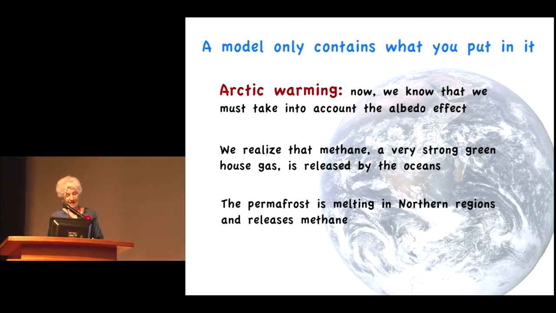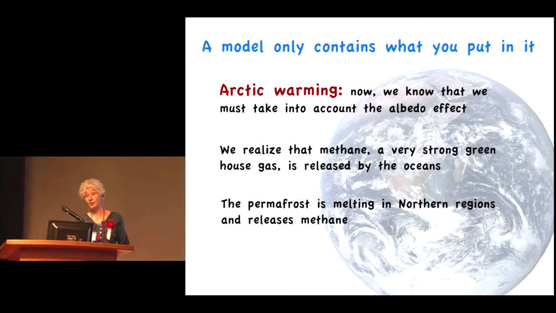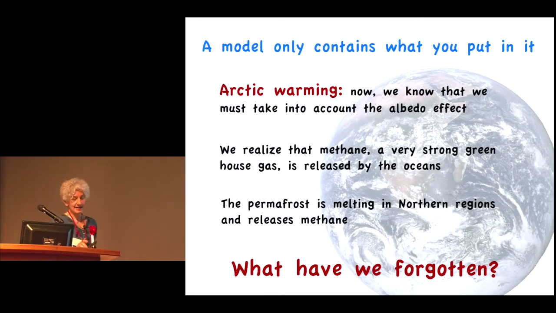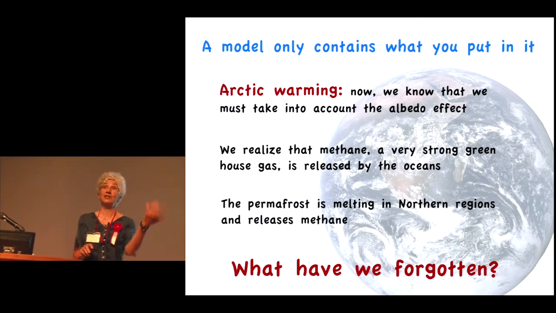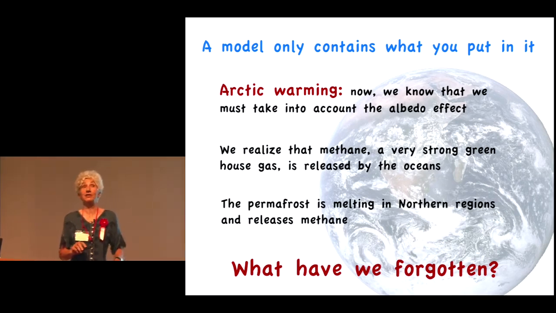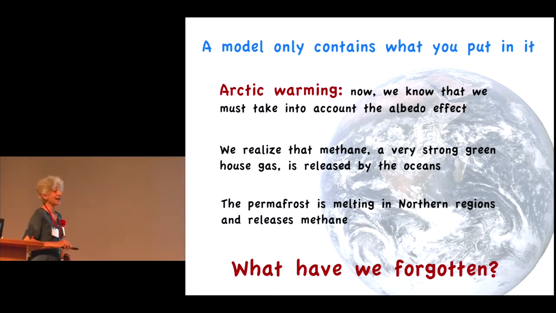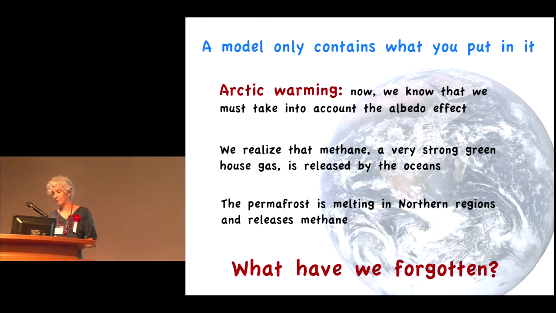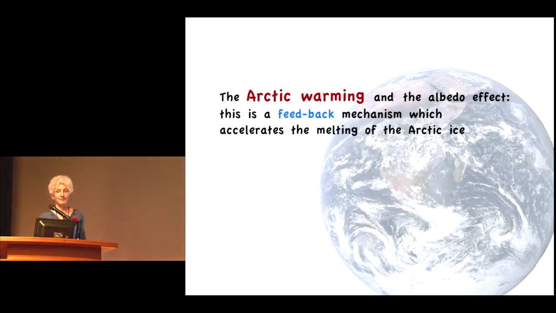We realize that methane, so it's a strong greenhouse gas, is released by the ocean. So we have to put this in the model. And for the scientists, so this is why mathematics has to work with the other science, the big question is, have we put everything in the model so that we will be able to make some forecast?